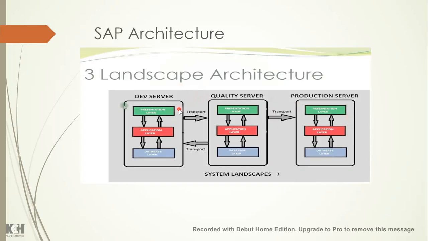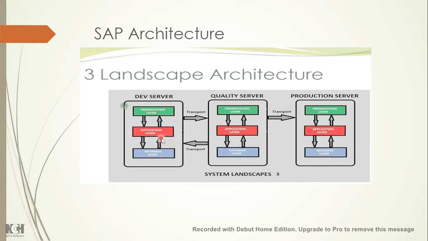SAP architecture basically has, as I was saying, a 3-layer architecture, and the landscape is development, quality, and production server. And in the architecture, as you can see, it has a presentation layer, application layer, and database layer.